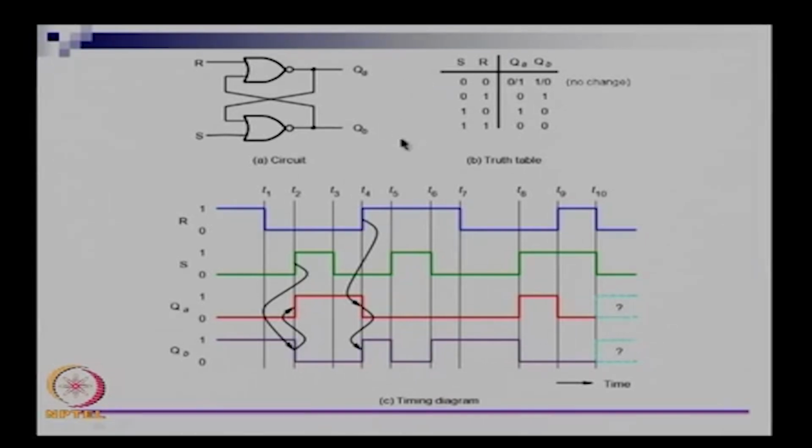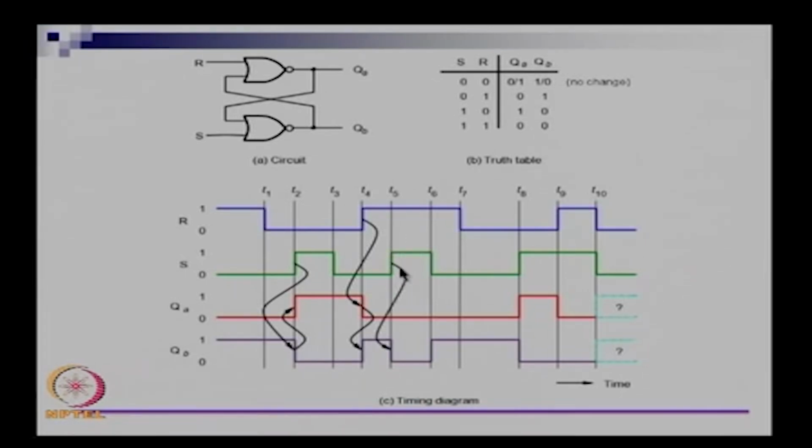So now we are at time t4, let us say the time passes, and let us say at this point t5, at t5 let us say S comes on, right. At this point both R and S are 1. So when both R and S are 1, I said the semantic for R is reset and the semantic for S is set. We want QA to be reset when R is 1 and QA to be set when S is 1, but now both S and R are 1. Let us see what happens.